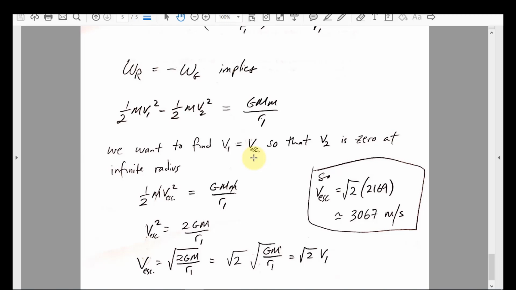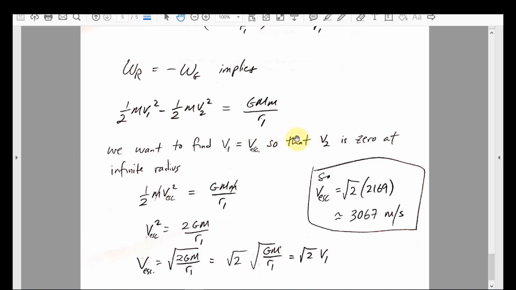And by escape velocity, we're sort of looking for the minimum velocity we would need to actually reach an infinite radius from the planet. So that means that the final velocity would be zero if we chose the minimum required escape velocity.